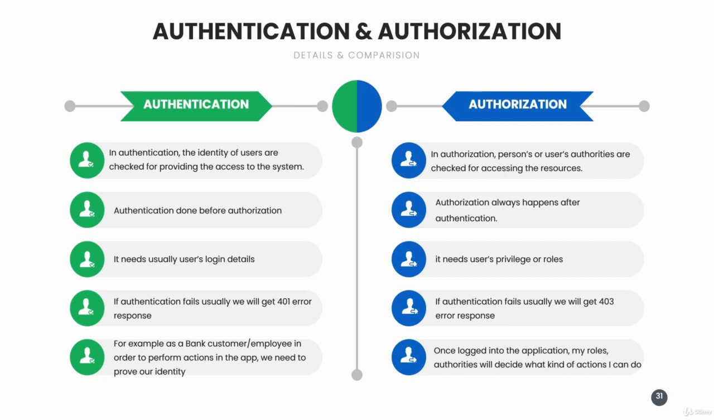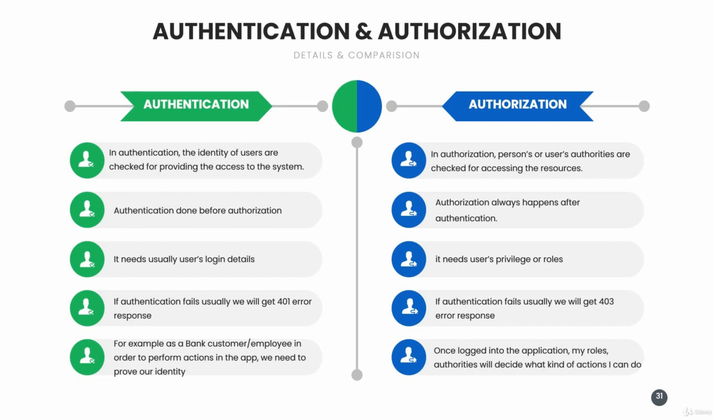If we get an error due to invalid credentials in authentication, we get a 401 error from the server. 401 indicates authentication failed. Whereas if my authentication has passed but I am not authorized to perform an action, in that scenario we will get a 403 error, which is a forbidden error. Forbidden means it is hidden from you. You are not allowed to perform that action.